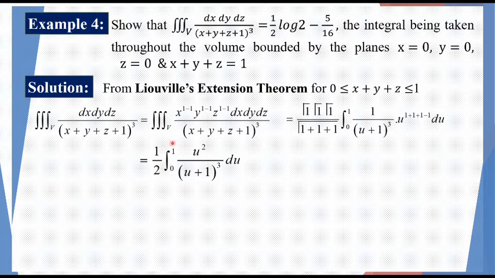Now we have to solve this integral u square upon (u plus 1) whole cube du. So how to solve? We cannot solve it directly, so we can apply partial fractions to solve it.